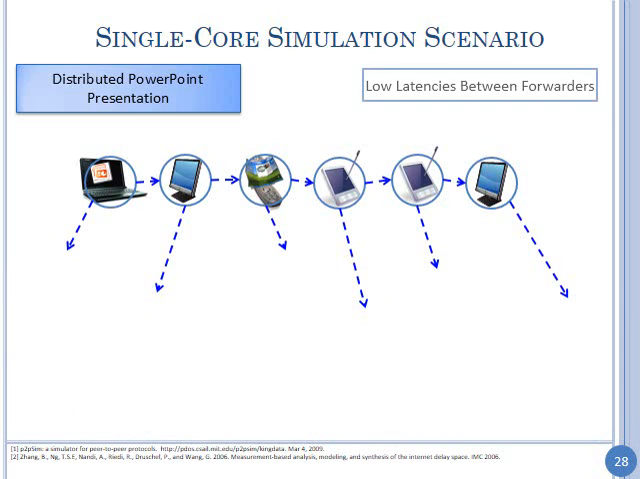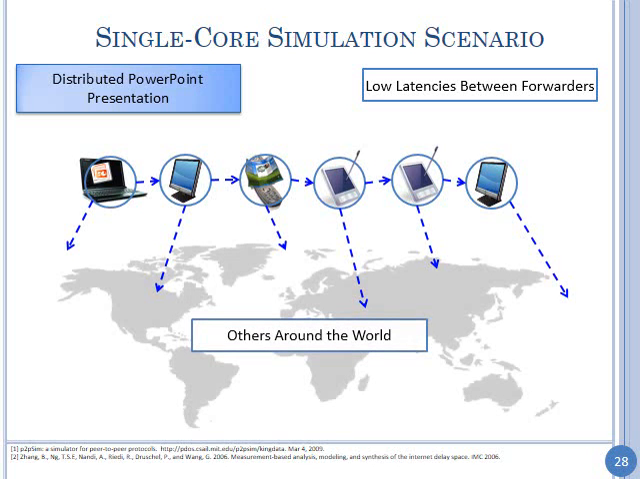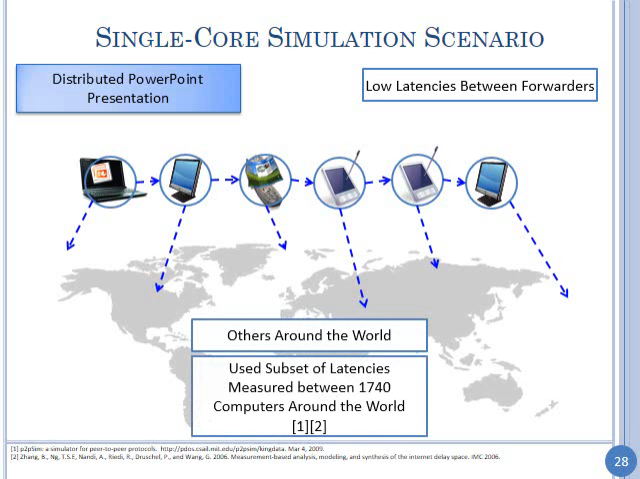And latencies between the forwarders are low. That is, those guys are close together. But the rest of the users are spread around the world. So we need realistic latencies to them, and we got them by using substantive latencies measured between actual computers around the planet by previous work.